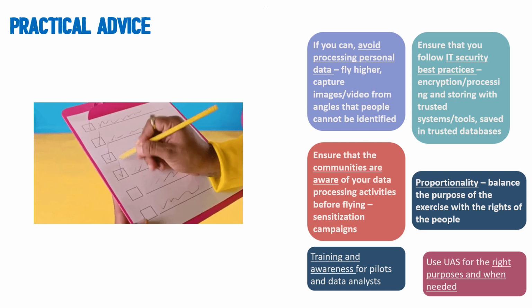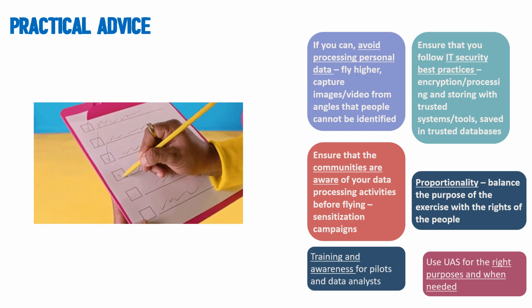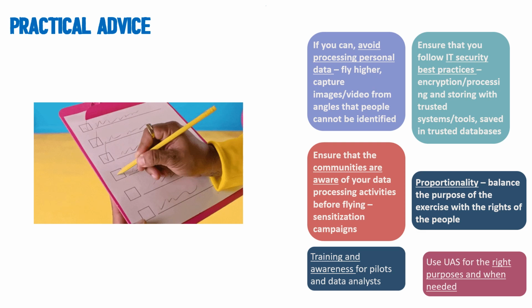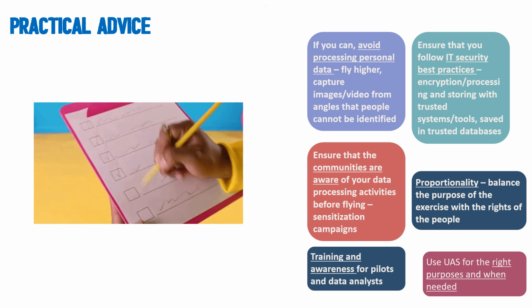Proportionality, we need to always balance the purpose of the exercise with the rights of the people. We need to make sure that when processing personal data, we take into account any risks that we may be exposing people to. Training and awareness. This is obviously a staple. We always need to make sure that we're on top of our game in terms of our training and awareness of new regulations and new obligations that we may have as UAS pilots.